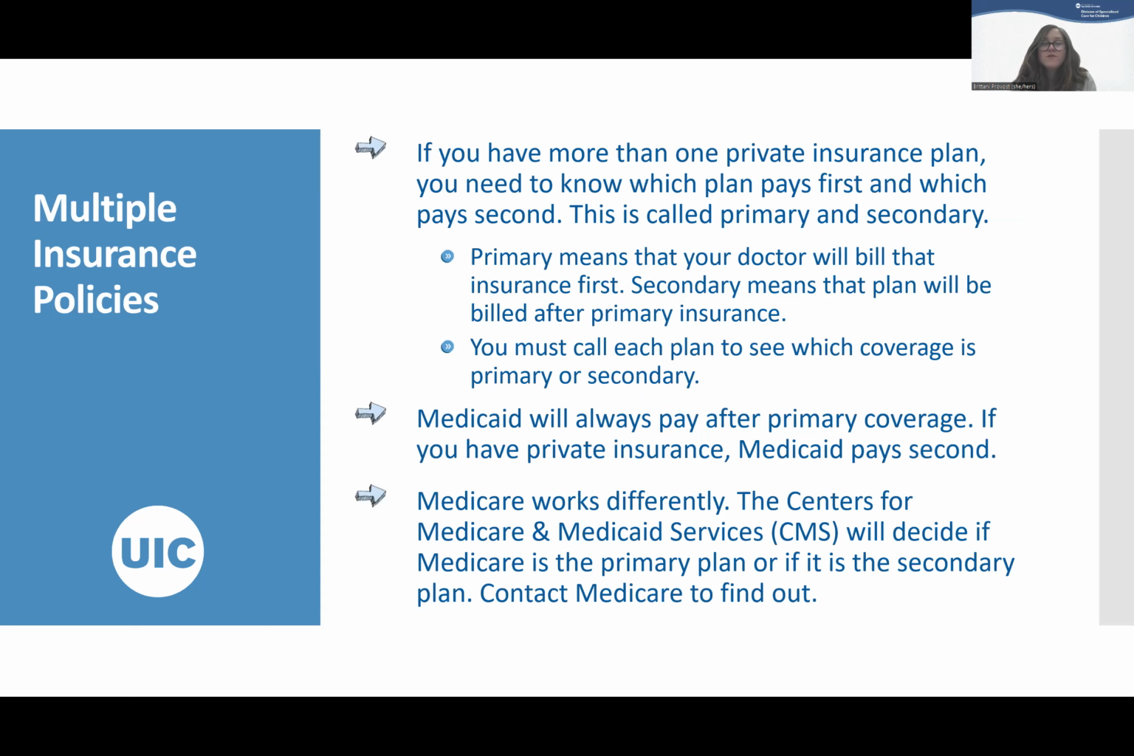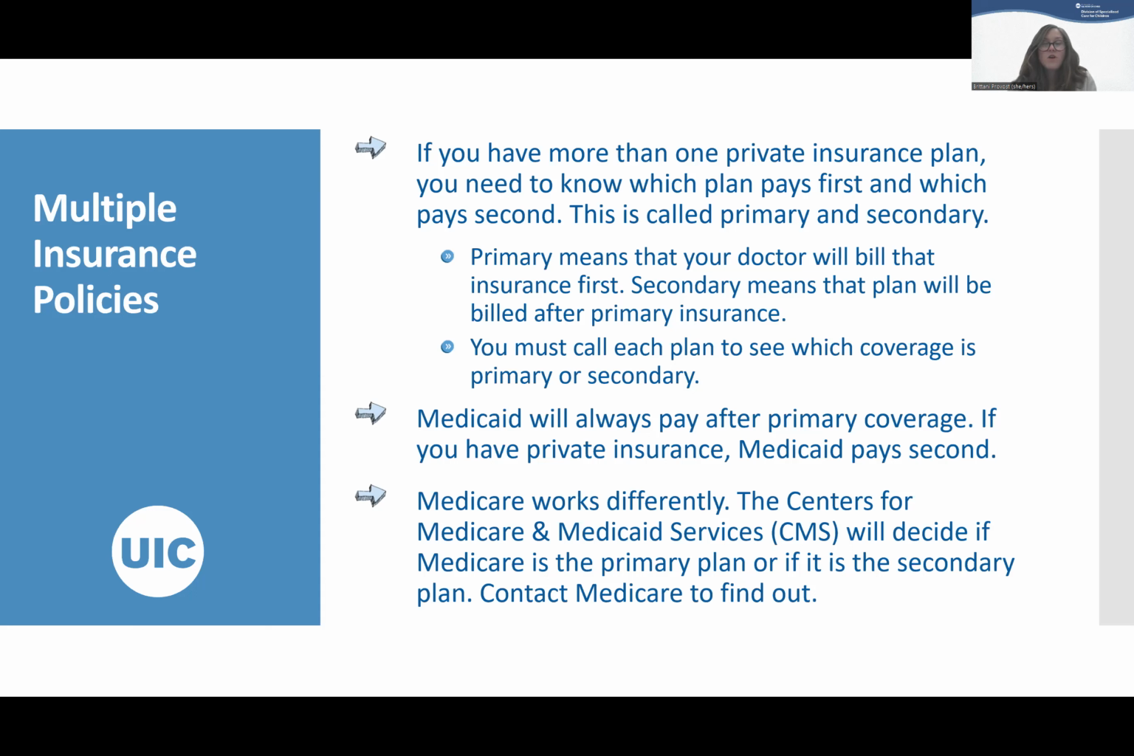The important thing, if you do have more than one plan, is to know which one is your primary insurance and which one is your secondary insurance. And this is who's going to pay first and who's going to pay second. Primary means that your doctor will bill that insurance first, and secondary means that the plan will be billed after primary insurance. So it's really important to know, because when you go to the doctor, they may ask you, or your insurance may ask you to fill out a coordination of benefits form so that they know how the two insurances are going to interact. So which one's going to be first and which one's going to be second.